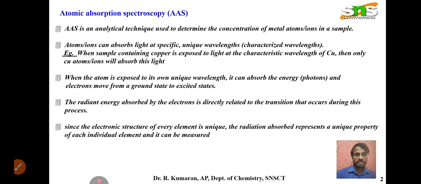So the radiant energy absorbed by the electrons of the material is directly related to the transition that occurs during this process. Since the electronic structure of every element is unique, the radiation absorbed also represents a unique property of each individual element, and it can be measured. So by these electronic transitions, through the energy absorption, meaning photons, after the excitation happens, then it can be determined what content or what material the sample has from this AAS. That's why the radiant energy absorbed by the electrons is directly related to the transition that occurs during this process.